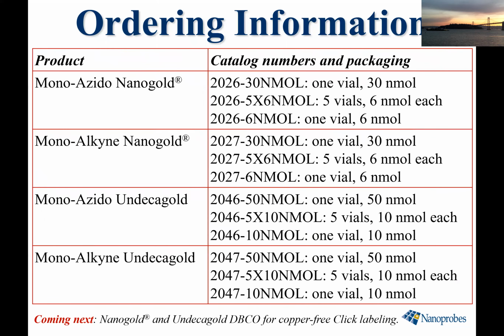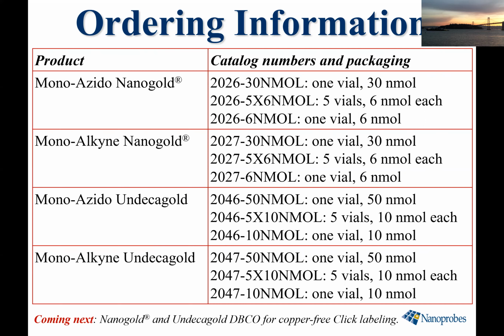And here are the new products with their catalog numbers and their packaging. Monoazido Nanogold has the catalog number 2026. Monoalkyne Nanogold is 2027. And these are available as single vials of 30 nanomoles, or as 5 separate vials with 6 nanomoles in each, or as one 6 nanomole vial in an introductory size.